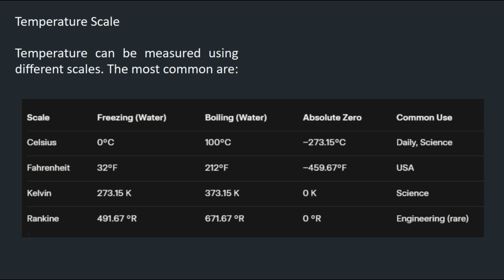Over time, scientists and engineers have developed different temperature scales, and today we mostly use Celsius, Fahrenheit, and Kelvin. Celsius is used in daily life and science. Fahrenheit is used mainly in the US for weather and everyday measurement. And Kelvin is used in physics and advanced science, since it starts from something called absolute zero. What is this absolute zero? That we'll be discussing.